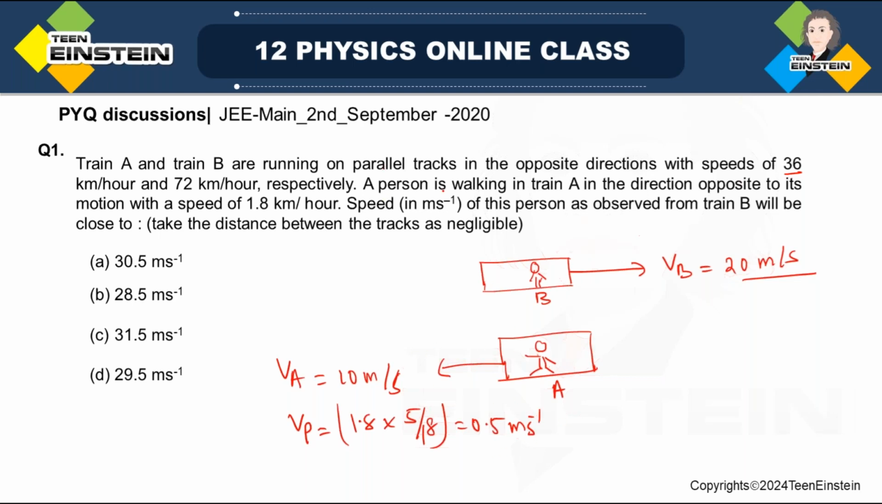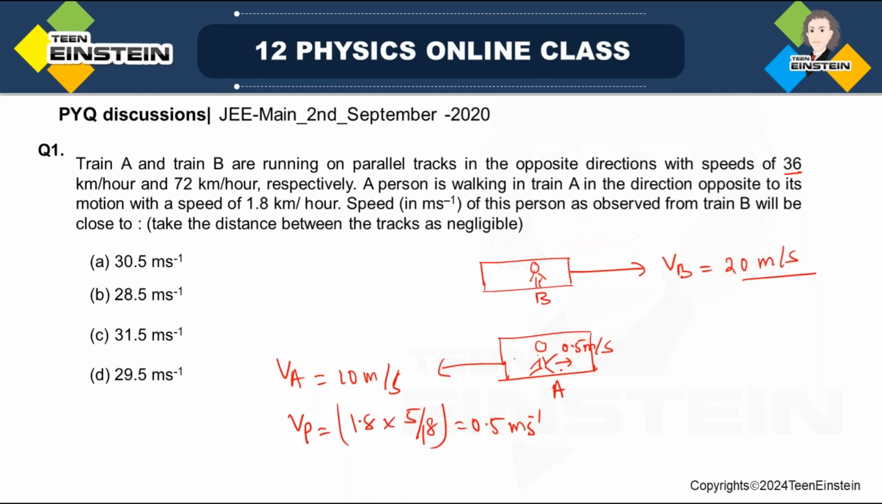And this guy, a person is walking in the train in the direction opposite to its motion. The person is actually sitting inside the train A. The train is moving in this direction, in the leftward direction, as you see here. But the person is walking in this direction, and what is the speed? 0.5 meter per second.